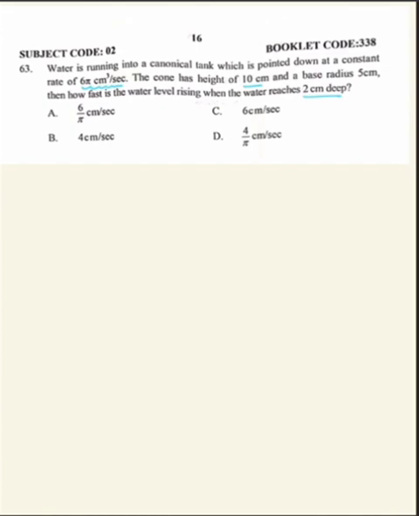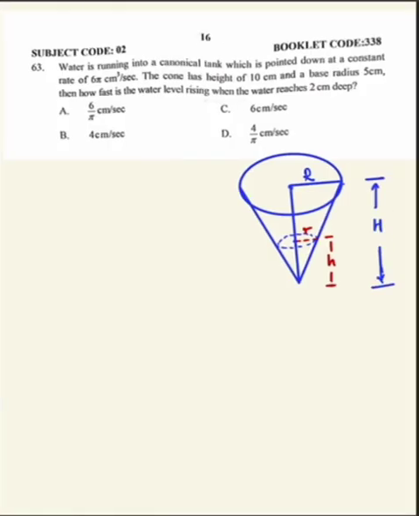To answer this question, let's geometrically set it up. This is the conical tank. As you can see, the radius of this cone is 5 centimeter and the height is 10 centimeter. When we add water, the volume of the water changes, so dV by dt is given as 6 pi centimeter cubed per second.